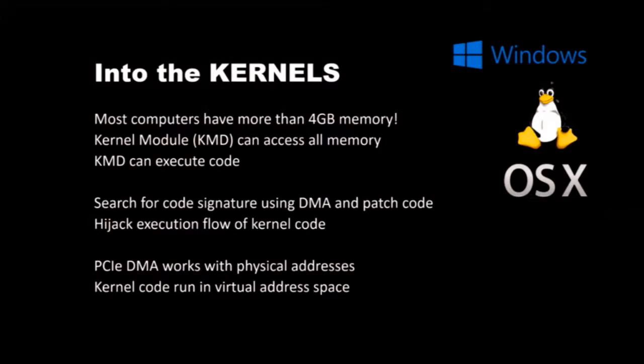But let's get into the kernels. Most computers today do have more than 4 gigs of memory. If you're able to get a kernel module into the system, it should be able to access all memory and also be able to execute code. So what we can do is search for kernel structures, code signatures, whatever, in lower memory using DMA, and patch that code and hijack execution flow of the kernel code that way. And when we are doing this, we need to keep in mind that PCI Express DMA works with physical addresses. Kernel code runs in virtual address space.